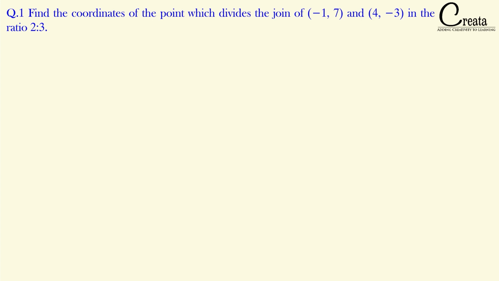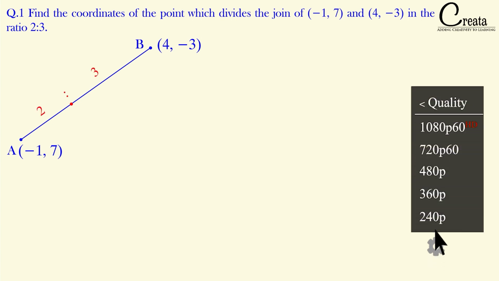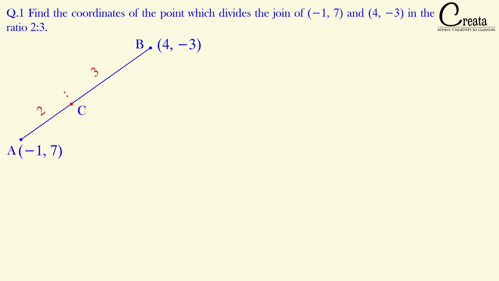In the question, 2 points are given, (-1, 7) and (4, -3). Let's assume the first point as A and the second point as B. One other point is given which is on the line segment AB, dividing the complete line segment AB into the ratio of 2:3. Let's assume that point as point C. This point C is dividing AB into the ratio of 2:3, and we have to find the coordinate of this point C. So we have understood the question.